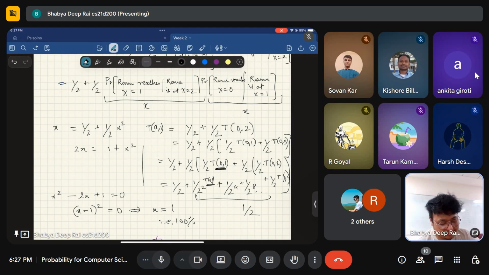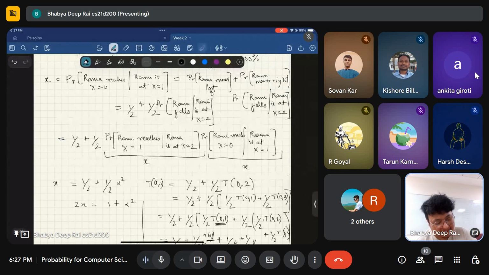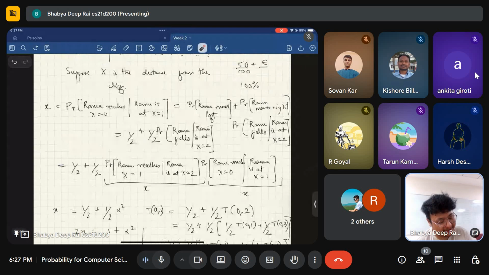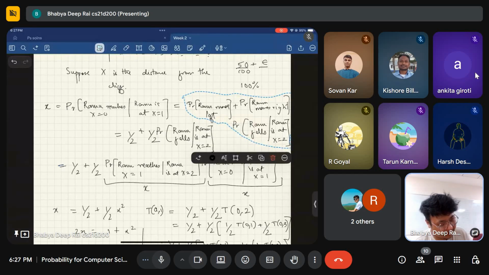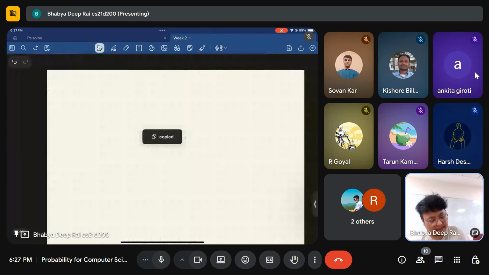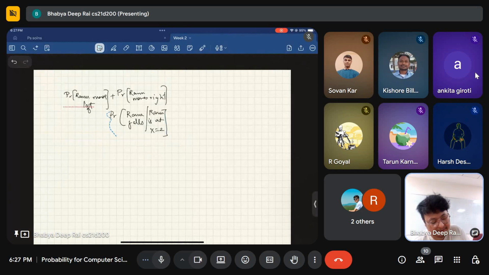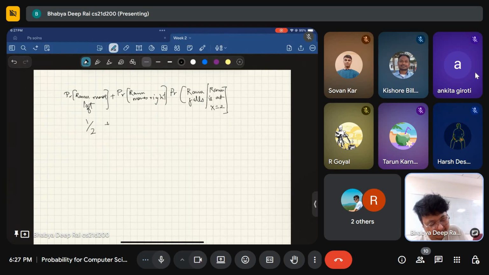Now, if you want to use Bayes theorem, let's see. So what do you get? You get this guy. Okay, let me copy this. Let's try Bayes theorem also. Okay. So this is what we have. So this we know, plus this we know, plus probability Ramu falls such that Ramu is at x equals 2.